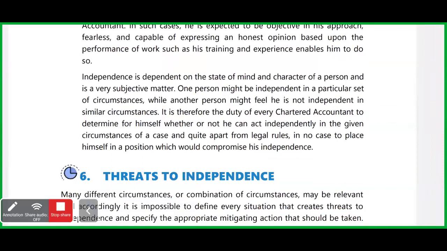Are you clear about these two types? Yeah, ma'am. State of mind and appearance.